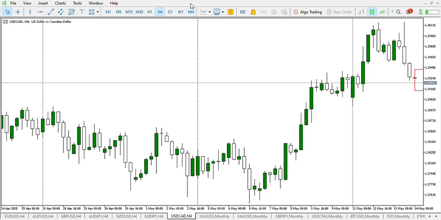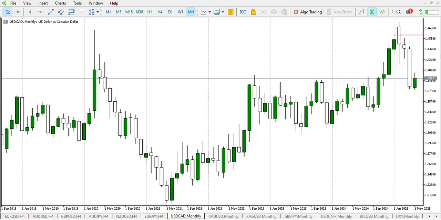On USD CAD, you can see the sellers are in danger, and you have just no more than 2 candles closing above, so we can expect this pair to drop down to this area, and at the low no sell candle, so we expect USD CAD to drop further in the coming months.